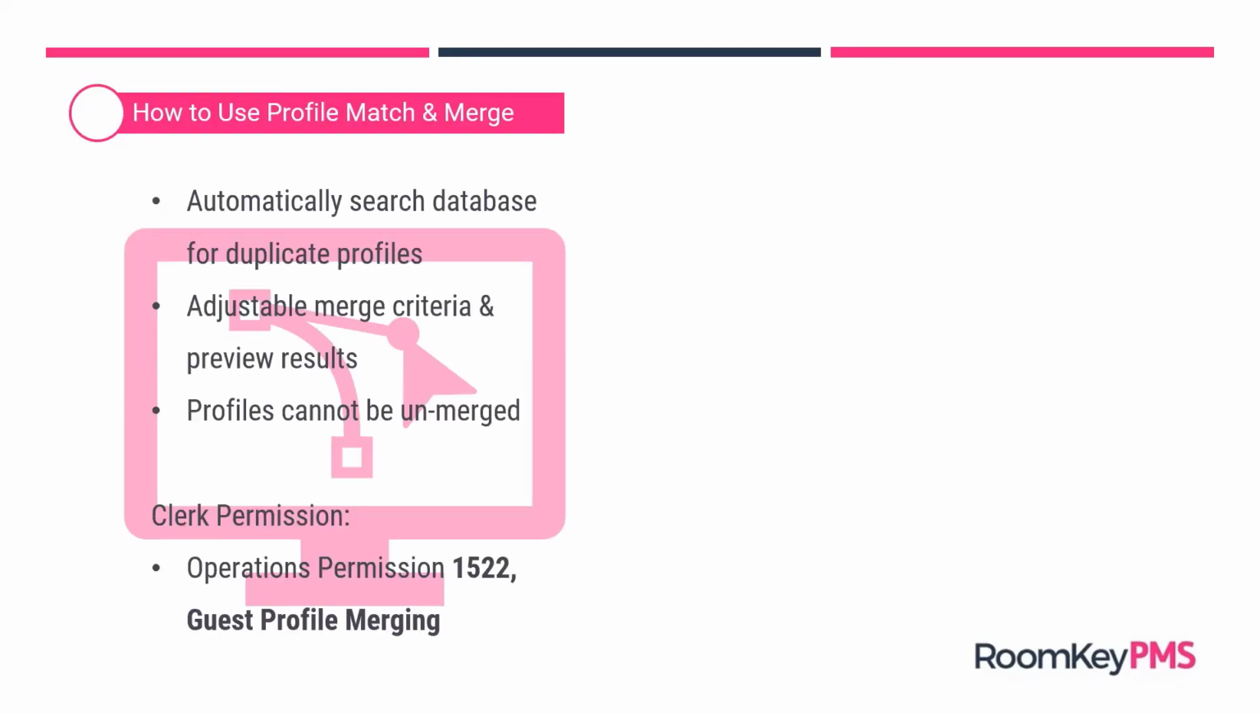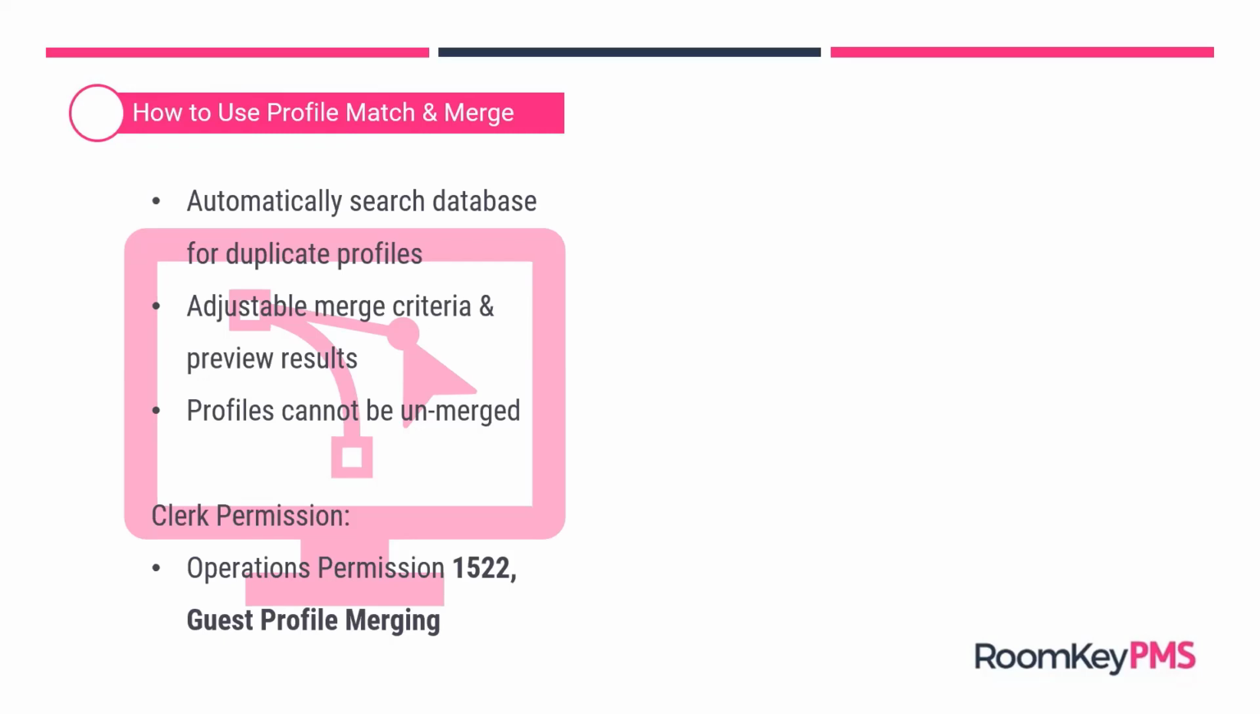A couple quick points about the profile match and merge. It's going to do that automatic search for you. It also features adjustable merge criteria and allows you to preview the results of the merge before you actually commit to that permanent function of actually merging profiles. But just like the standard tool for merging profiles, when you merge profiles together, it cannot be undone. So it actually uses the same clerk permission. This is operations permissions 1522, guest profile merging.